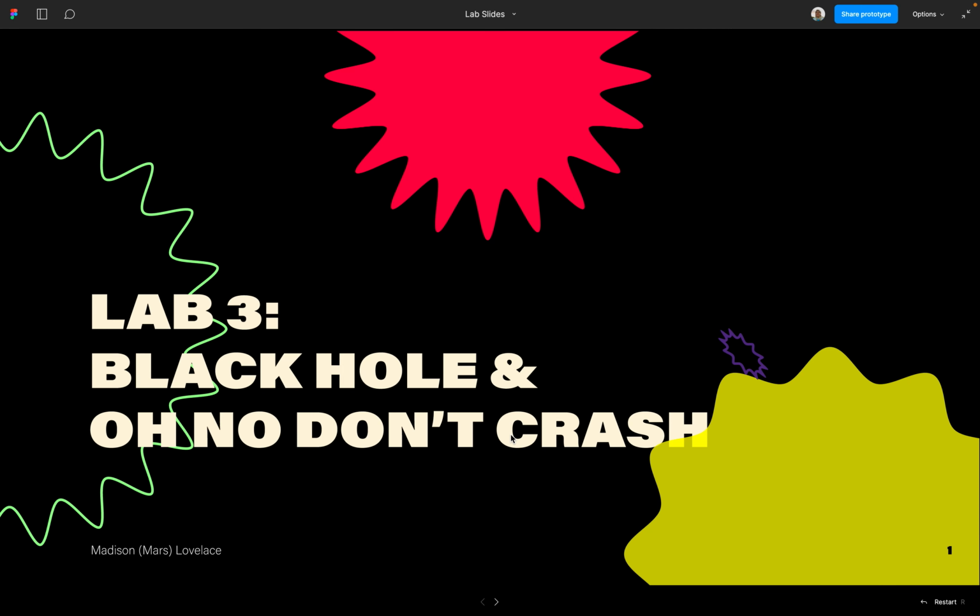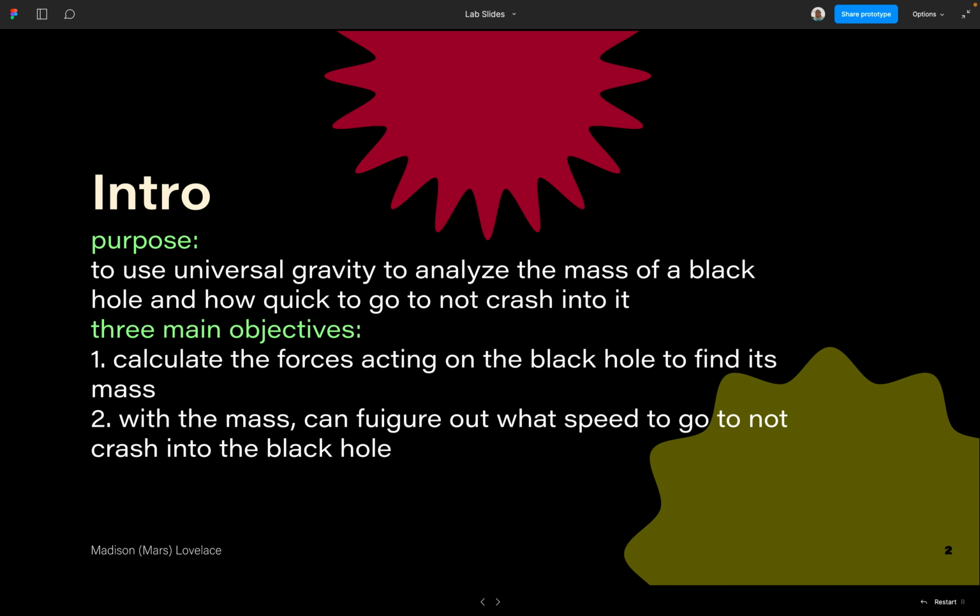This is lab number 3, finding the mass of a black hole, and don't crash the rocket into the black hole. So the purpose of the lab is to use universal gravity, as well as the knowledge of angular momentum with perpendicular, parallel, and F-net forces, to analyze the mass of a black hole and how much the initial velocity of the rocket needs to be to not crash into the black hole.